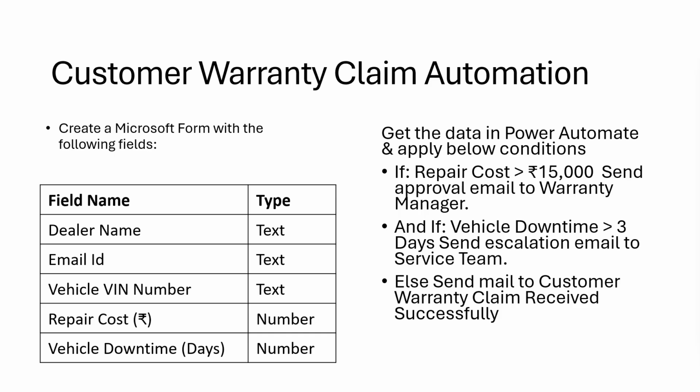First condition is repair cost is more than 50,000. Send a mail to my warranty manager. And if the vehicle downtime is more than 3, and remember it's 'and', it's not 'or', it's 'and'. So if both the conditions are satisfied, then we have to send a mail to the service department. If no condition is satisfied, then warranty approval is done.